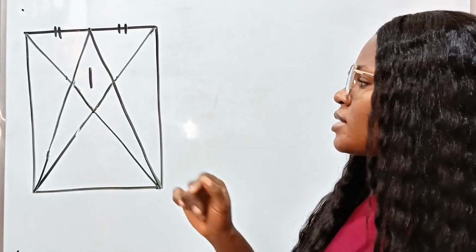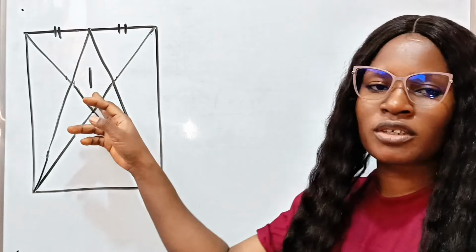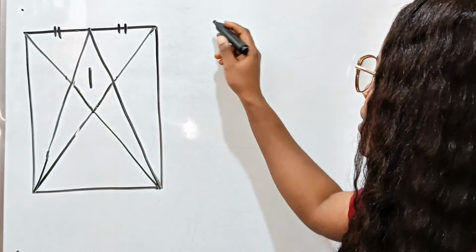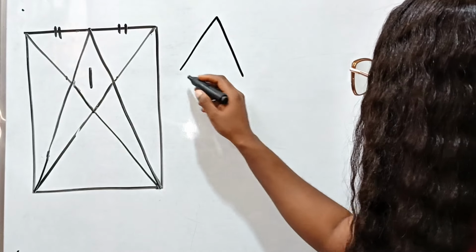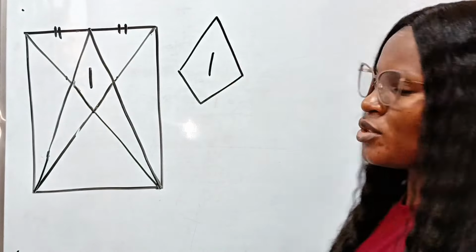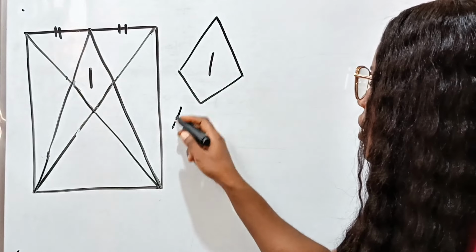First of all, since this is the only information given to us, we are going to start from there. Note that this is a kite, and we have the area of the kite to be equal to 1.